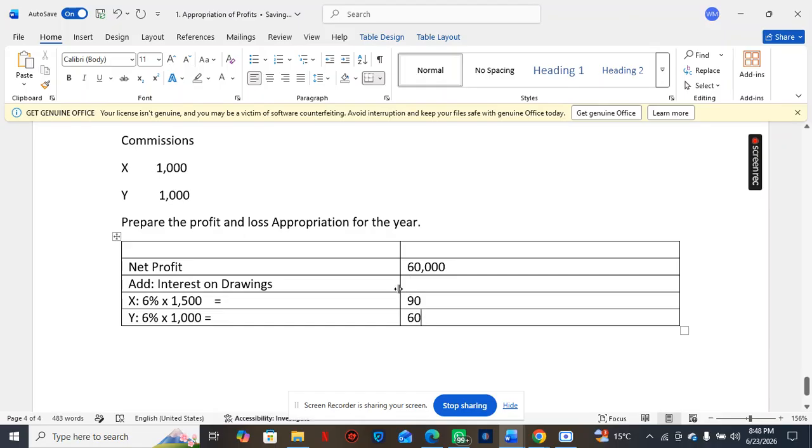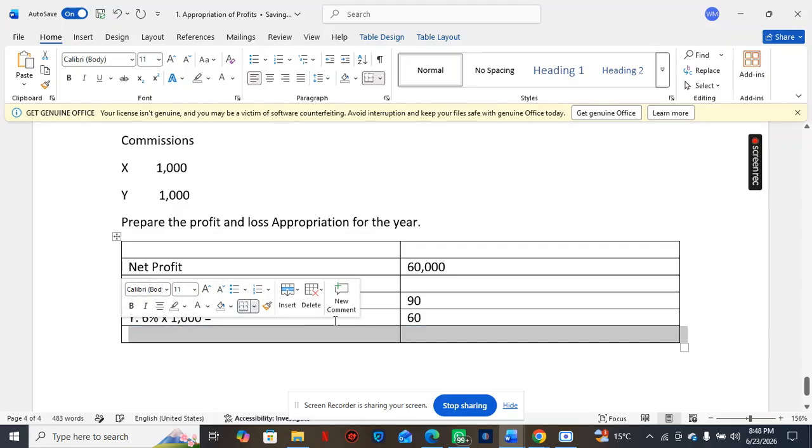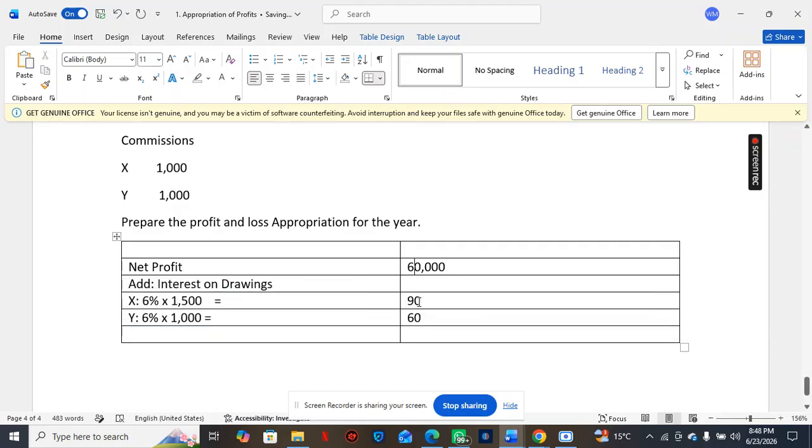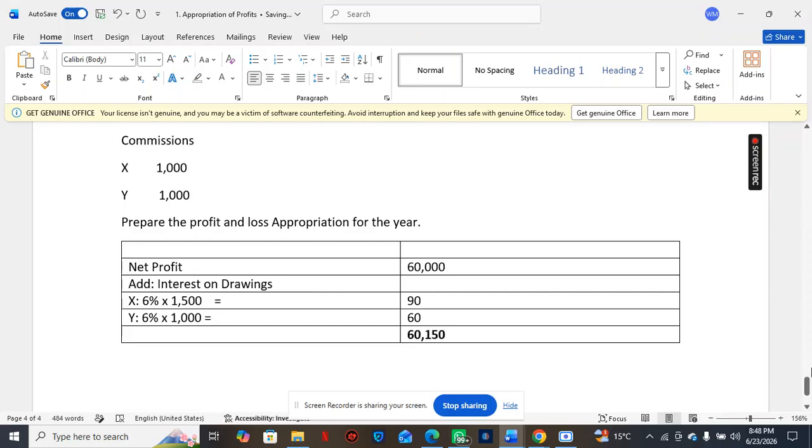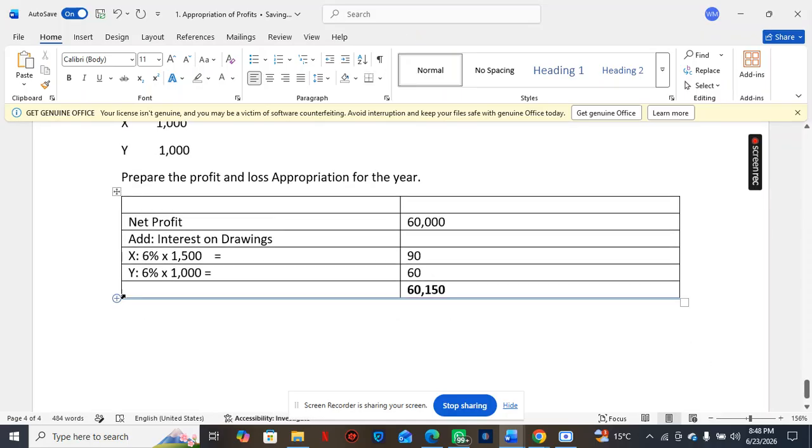So we're going to add these to the net profit. 60,000 plus 90 plus 60, you get 60,150. Now next, this is where we begin the deductions.